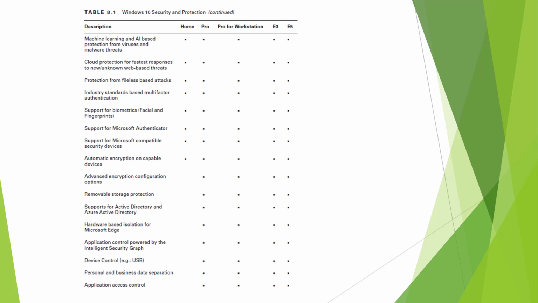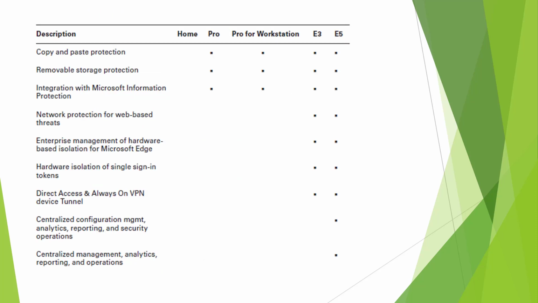So device control, for example, that's not in Home. Personal and business data separation, that's not in Home either. Copy and paste protection, that's not in Home, but it's in all the rest of them. Network protection from web-based threats, well, that's only going to be in Enterprise, E3, E5.